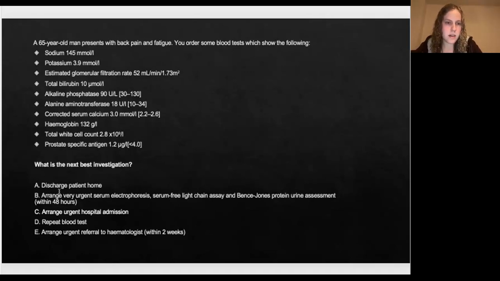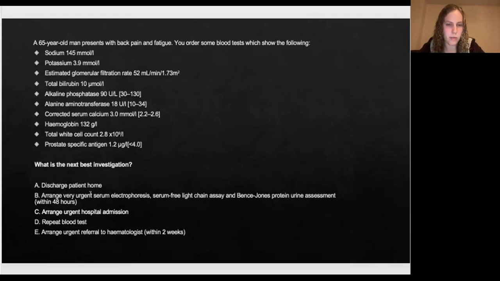Now, all of these kind of make sense. Arrange a referral to a hematologist, go to the hospital, do these important tests for multiple myeloma, except maybe don't discharge the patient home.